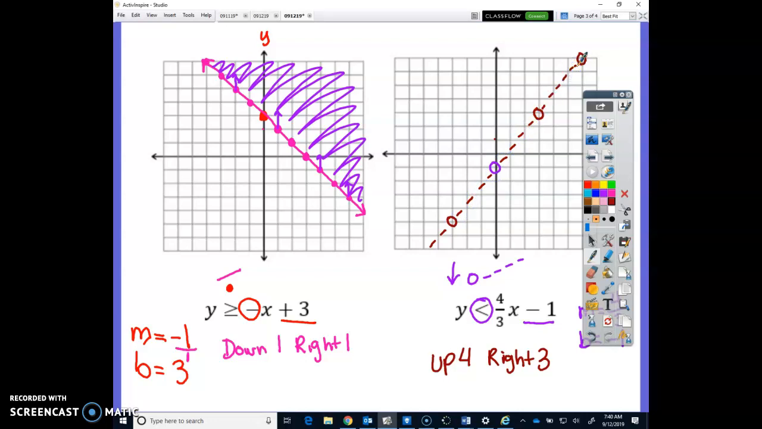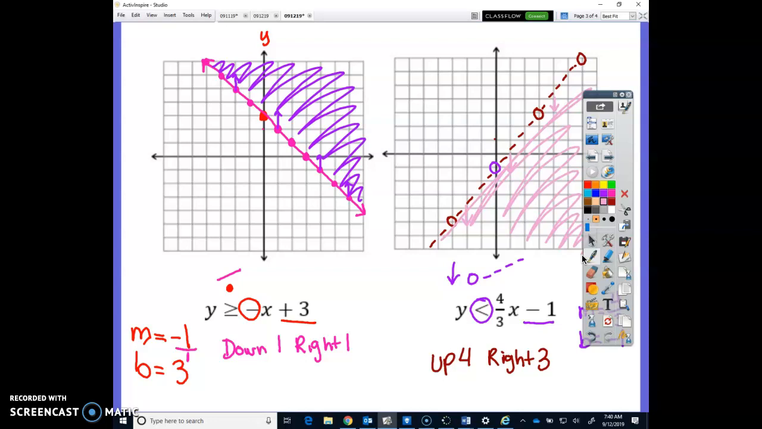And which way did we say we're shading? Below. So down. If I just draw little down arrows, you'll know which way below is, and then you just shade it. That means that's where all of my solutions are.